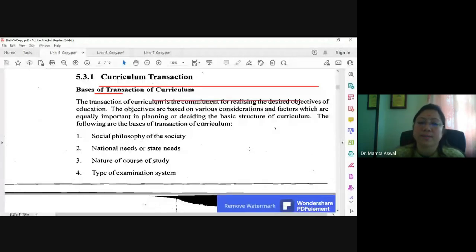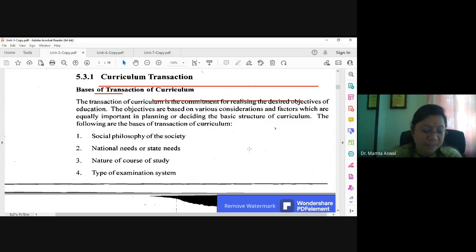In the same way, when we are talking about the transaction of curriculum, the very first point, which is a basis, is the social philosophy of the society. What is the form of society, what kind of society is there, and what is its philosophy? If I ask, what was the philosophy before apartheid and what was the philosophy after apartheid? What kind of social philosophy does the society believe in?